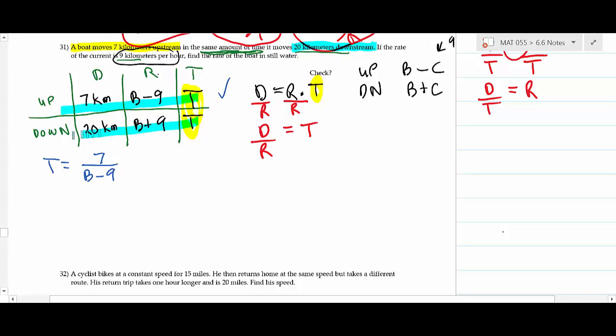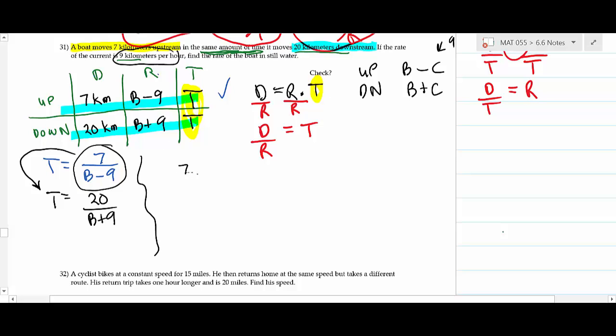The second equation would be the same idea. What would you have? Time equals what? 20 over B plus 9. Whatever's the same, you want to solve that formula for that. Now, those things are equal, so you can set them equal. We can do a substitution method. So we can plug that in for T, so we would get the equation 7 over B minus 9 is equal to 20 over B plus 9. And then we could solve that for B, and we'd have the speed of the boat. Okay? Does that make sense? Whatever's the same, that's what you want to solve the formula for. That's what's a little bit different on this.